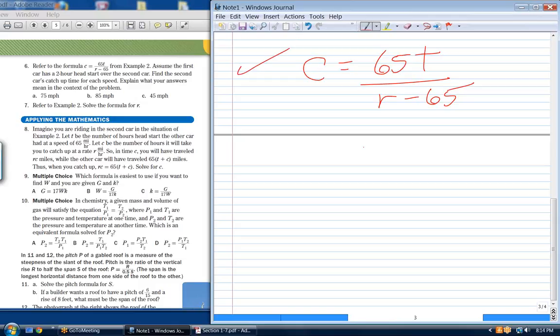Okay. So what's the first step in solving for R? I always get kind of confused with these. Usually when there is a denominator in an equation, the first thing you want to do is get rid of it. Okay. So how do I get rid of the R minus 65 that's in the denominator? How about I multiply both sides by R minus 65? Okay, yeah.